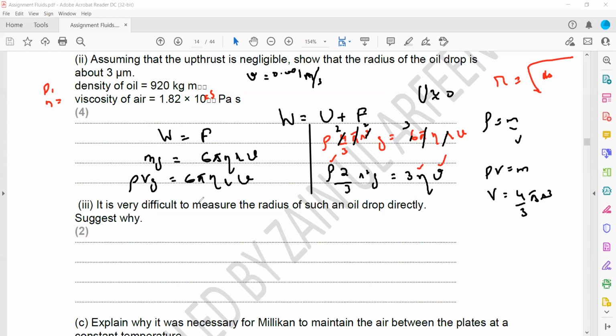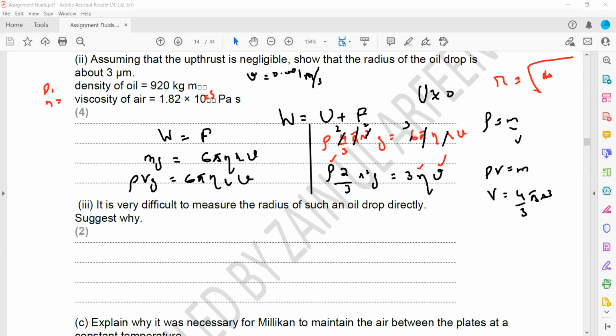Then it is very difficult to measure the radius of such an oil drop directly. Suggest why. So what is the reason why we are not able to measure the radius of this object? Because first, when objects are too small, it is difficult to measure, and it does not have a regular or a definite structure. It will change if we try to measure.